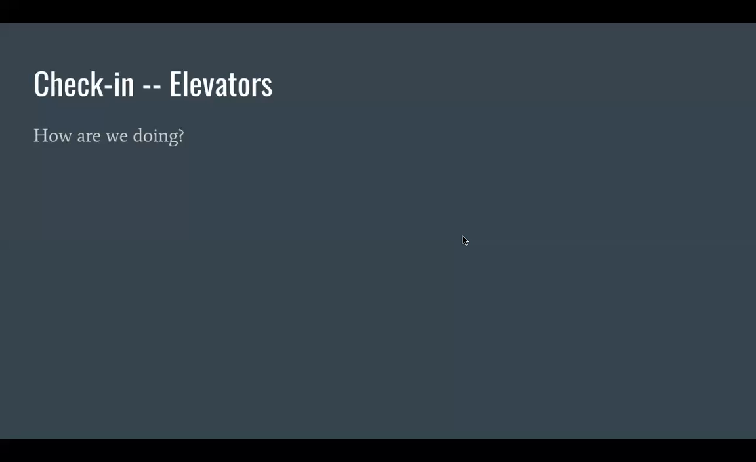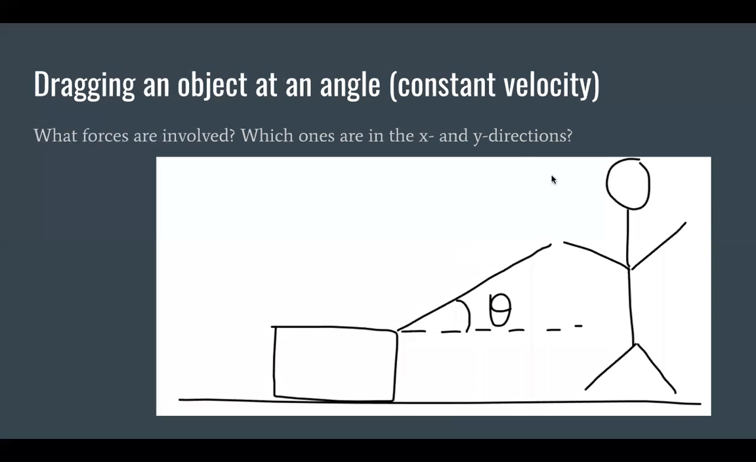Okay, cool. So let's look at our final type of conceptual scenario, that being dragging an object at an angle. You've got your kid dragging a sled and they're pulling it with a rope at a particular angle. So which forces are involved? There's going to be a tension force in the rope. There's going to be a gravitational force on the object, a normal force opposing the gravitational force. Then there'll also be friction opposing the horizontal motion as it slides along the surface.